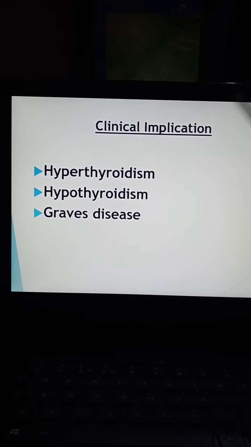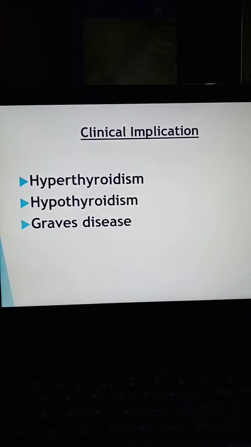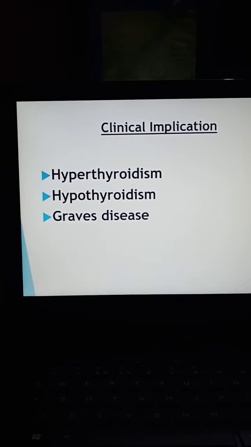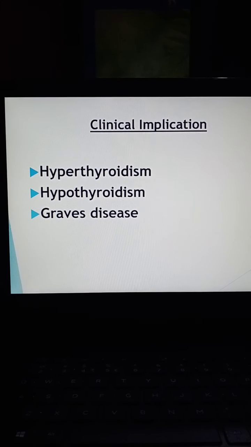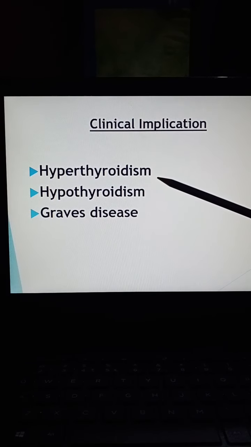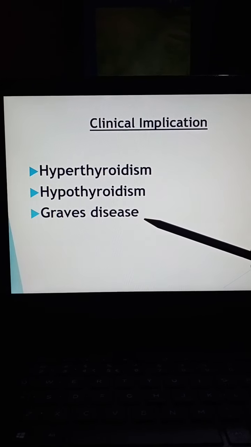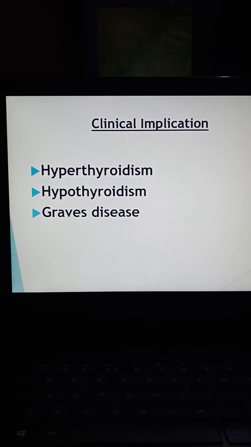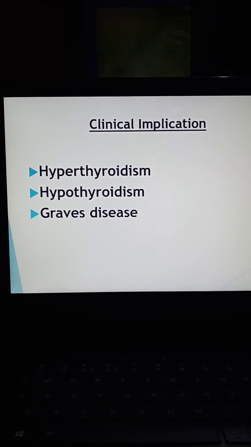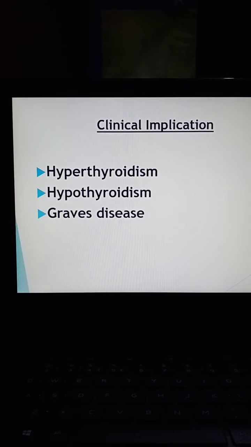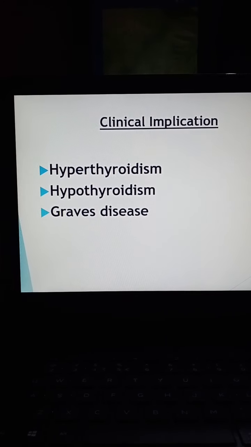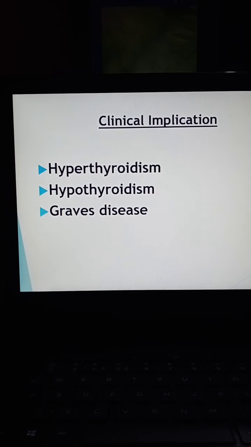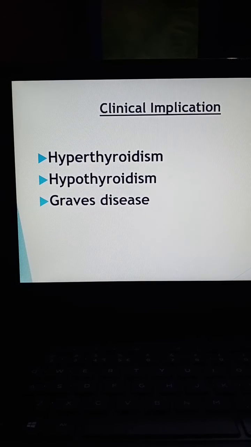Now coming to the clinical implication. Anything that goes wrong with the thyroid function, three major diseases will occur, that is hyperthyroidism, hypothyroidism and Graves disease. So we'll see in short about these three clinical conditions. First one is hyperthyroidism. Hyperthyroidism is also called thyrotoxicosis.